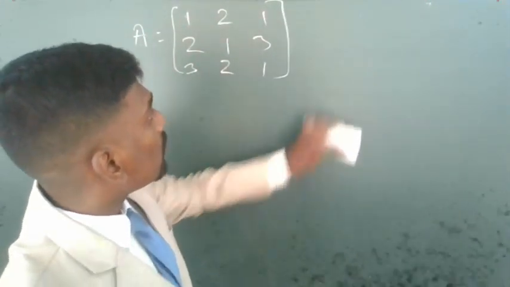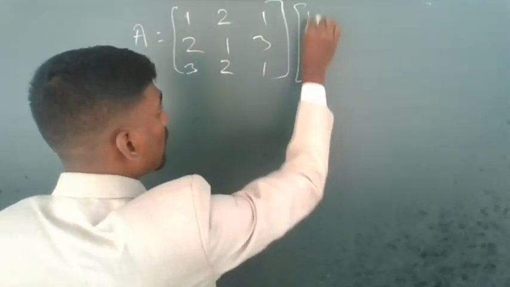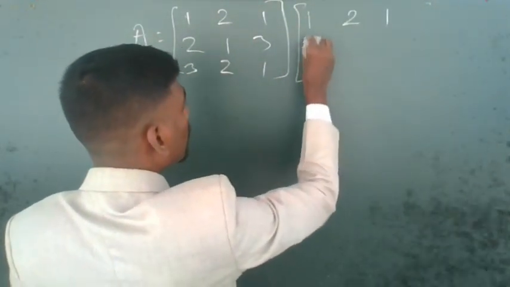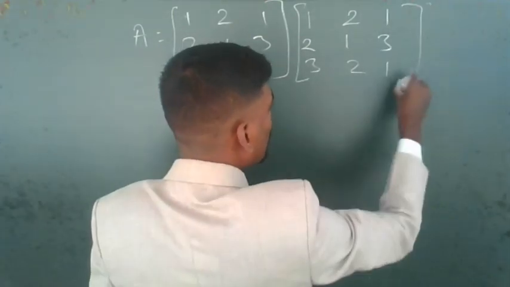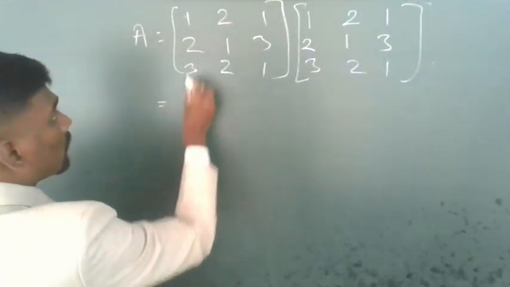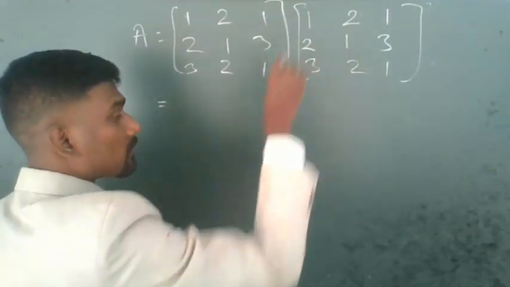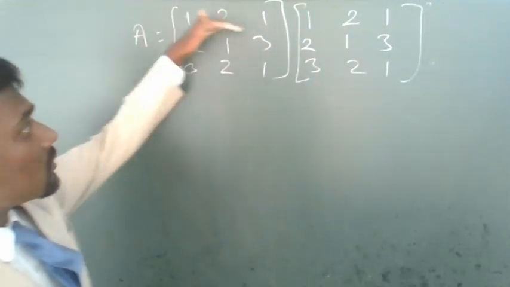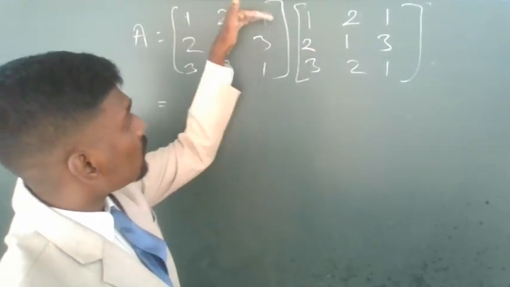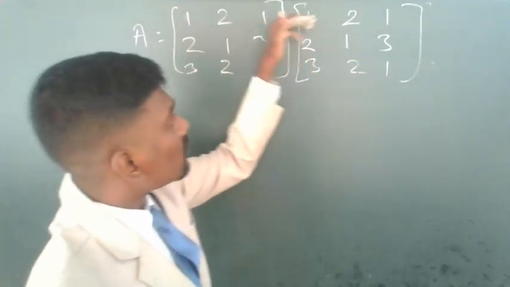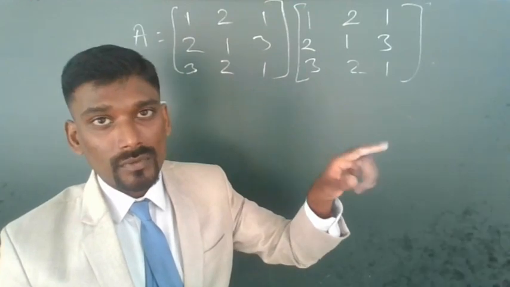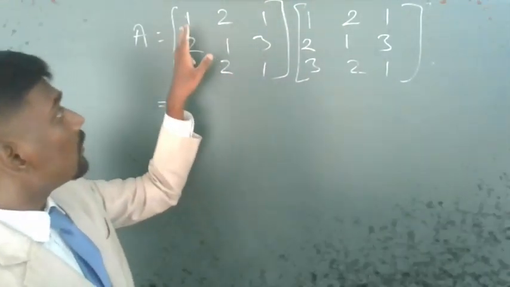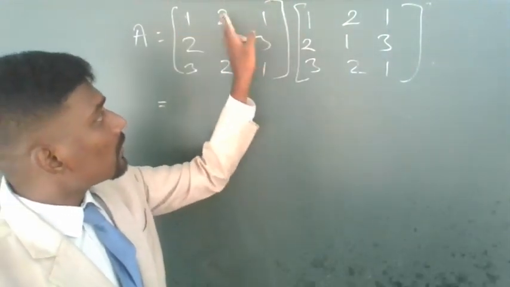So what I can do here, again I'm going to write this matrix: 1 2 1, then 2 1 3, and then 3 2 1. Now this is the first row and this is the first column, right? First row, first column; first row, second column; first row, third column. And always remember: first element, then second element, then third element.